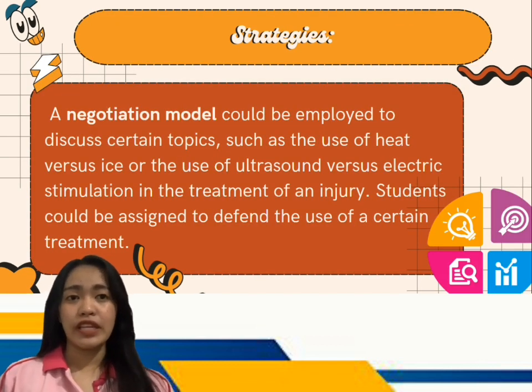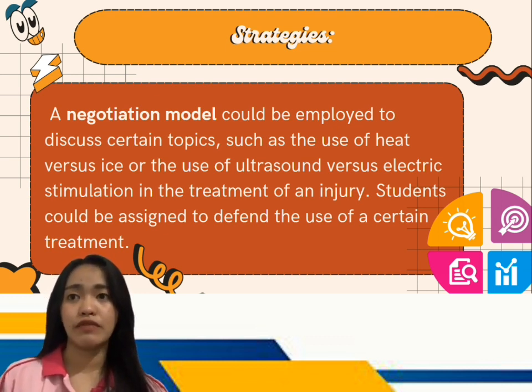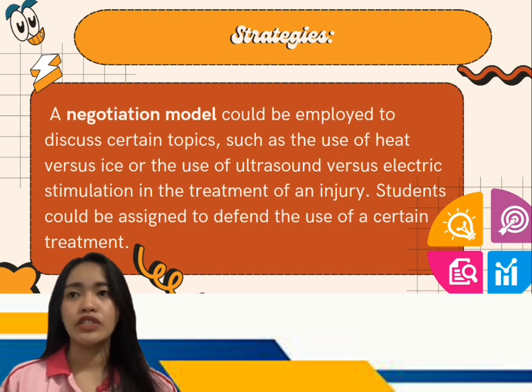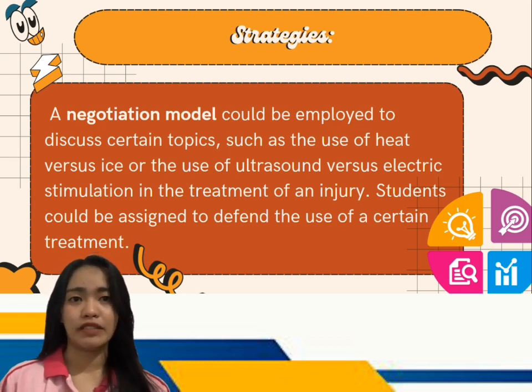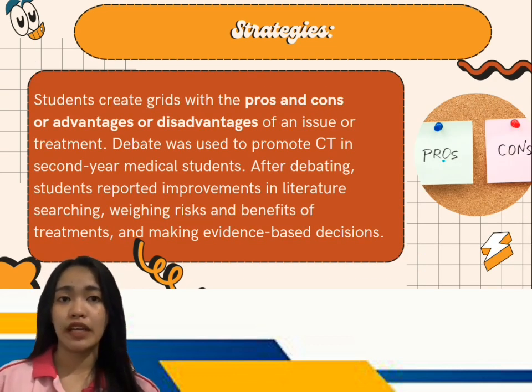In athletic training education, a negotiation model can be employed to discuss certain topics, such as the use of heat versus ice, or the use of an ultrasound versus electric stimulation in the treatment of an injury. So students could be assigned to defend the use of a certain treatment. Another strategy to promote students to seek both sides of an issue is the pro and con grids. Students create grids with the pros and cons, or advantages and disadvantages, of an issue or the treatment.